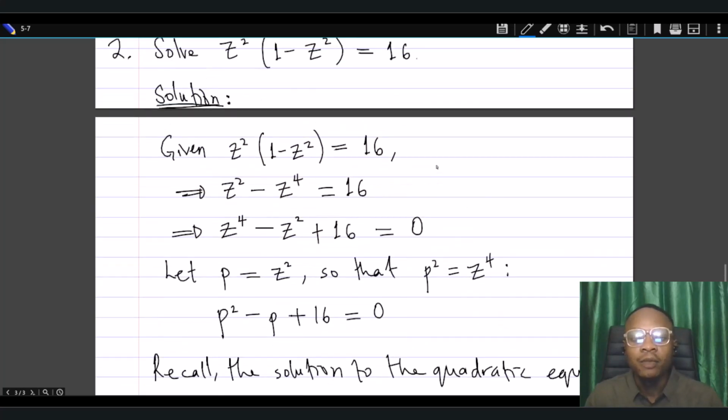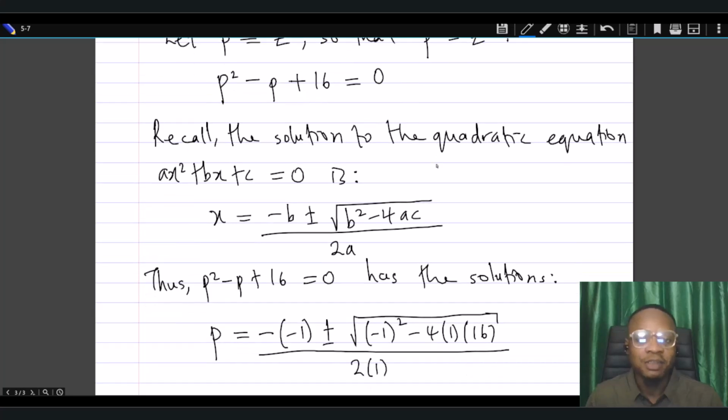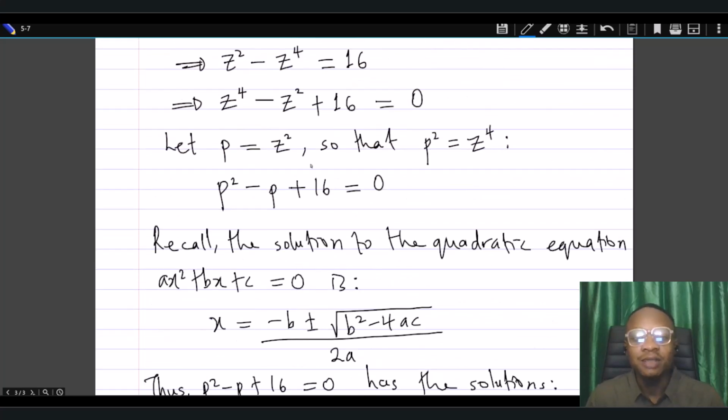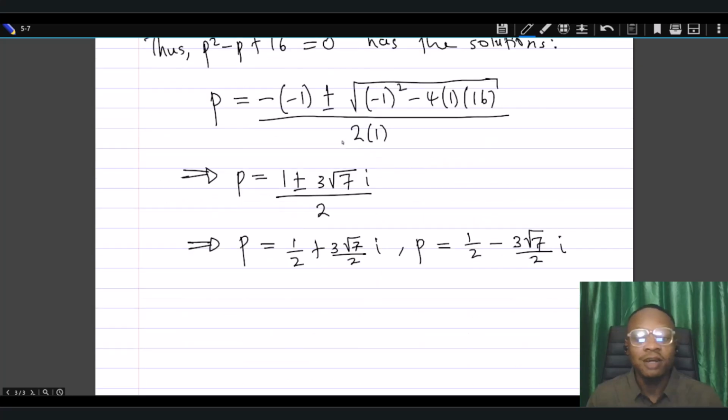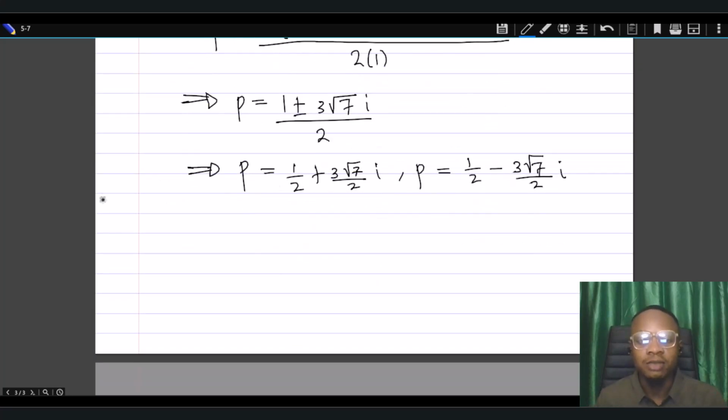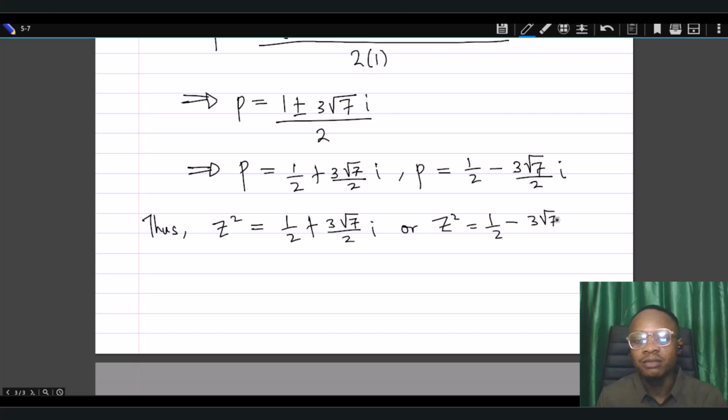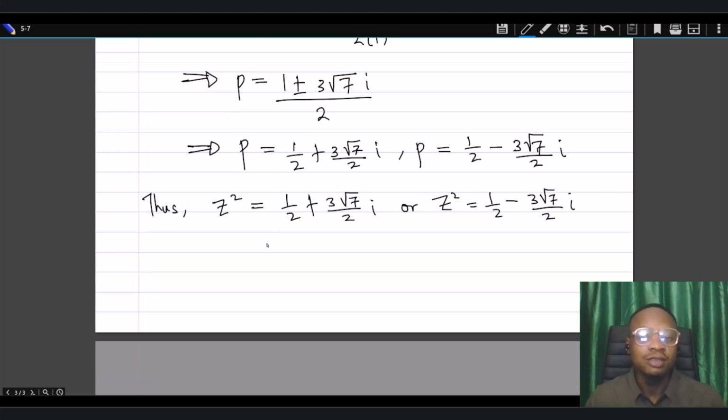Okay, now we have results for P. Don't forget that P is actually Z squared. So that means we have just obtained what Z squared should be. Thus we now know that Z squared is equal to 1 over 2 plus 3 root 7 divided by 2i, or Z squared is equal to 1 over 2 minus 3 root 7 divided by 2i. So we now pick each of these and get the solution to it.